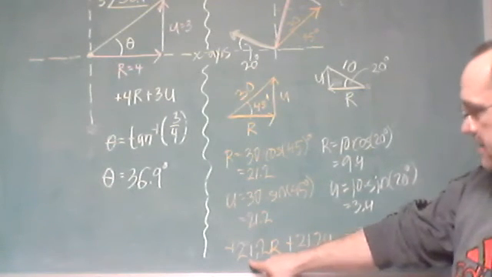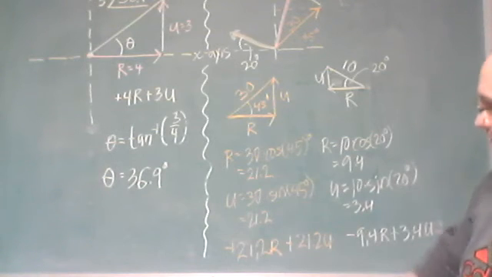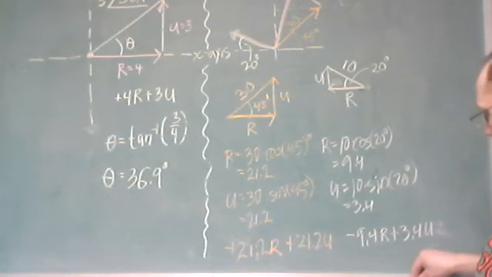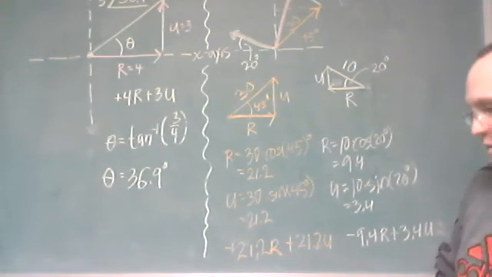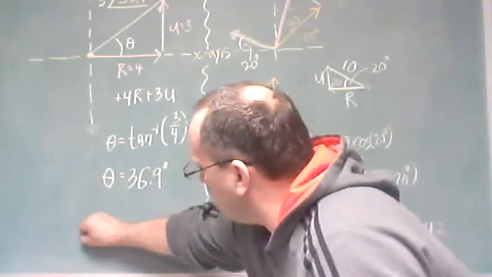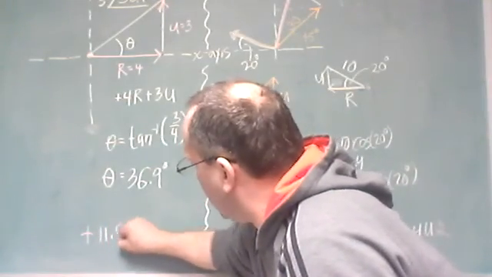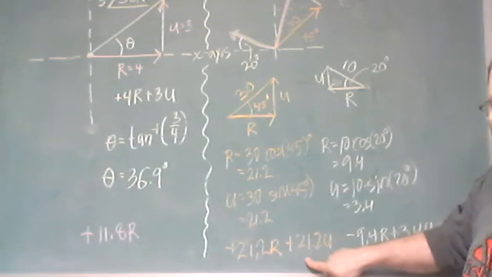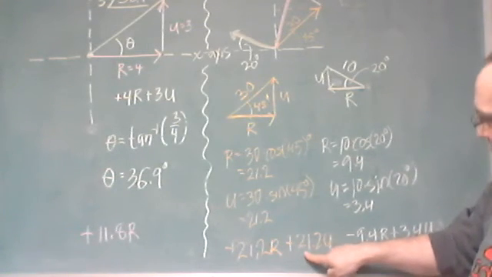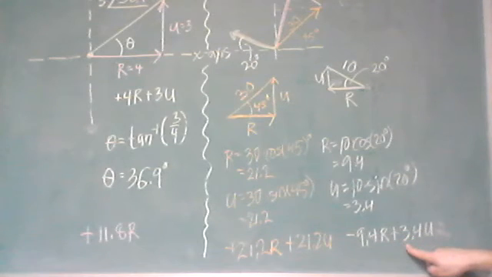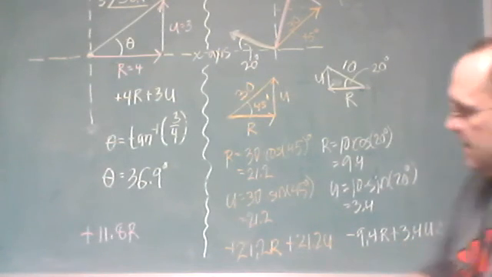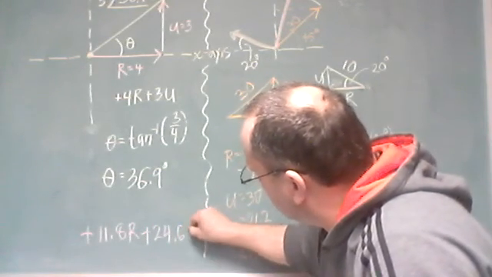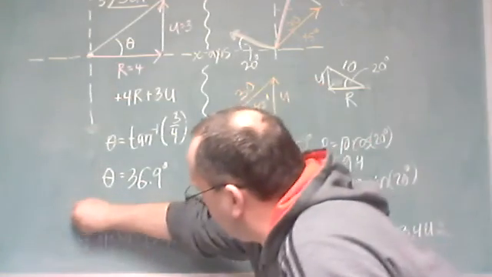So what do I do? I simply add, and the book just stacks these one on top of the other, but I can just simply add 21.2r, minus 9.4r. That equals a positive 11.8r. I take a 21.2 positive u and add to it a 3.4 positive u. That gets a positive 24.6u. Now the book has that as the answer.